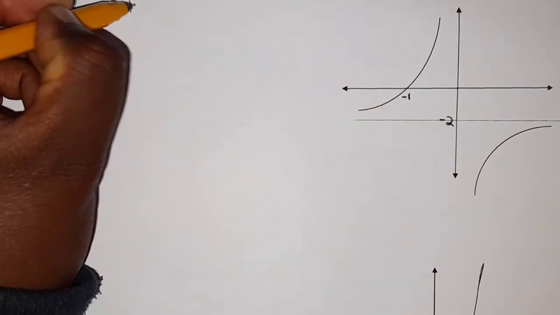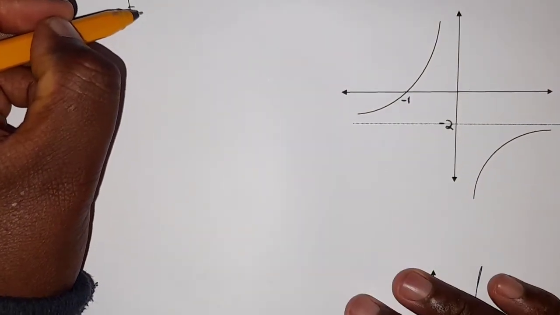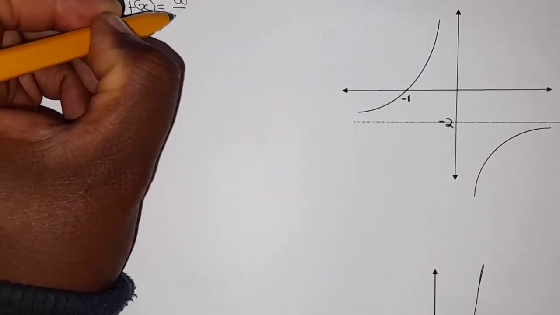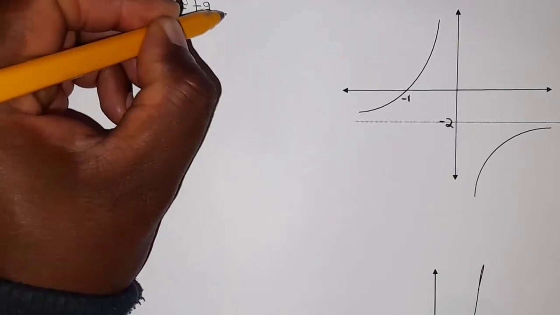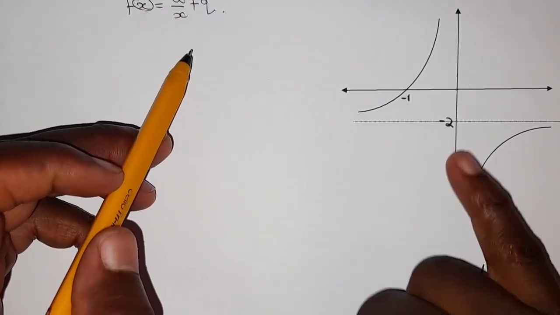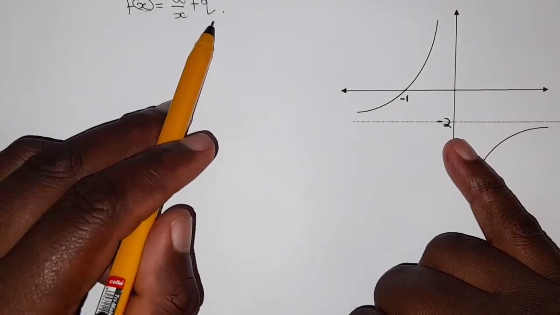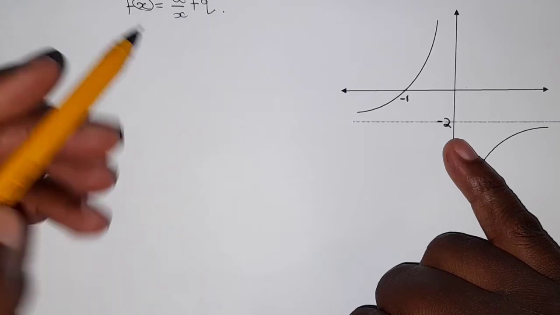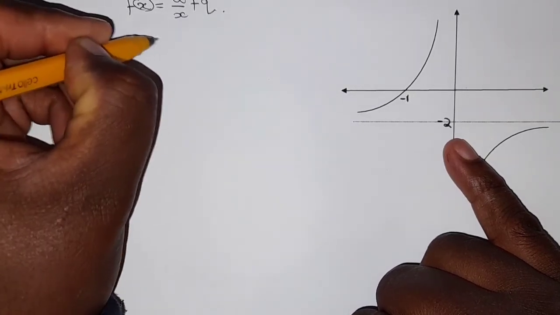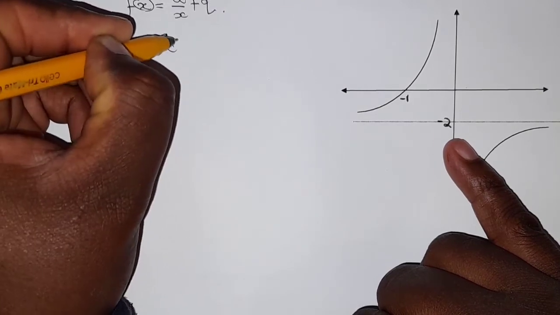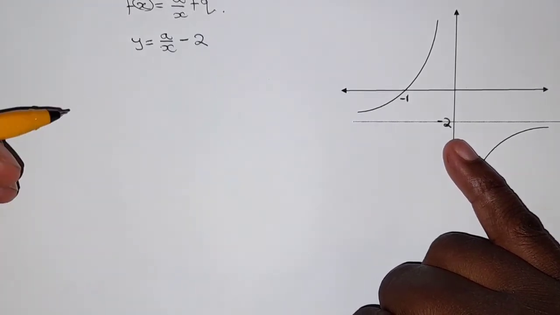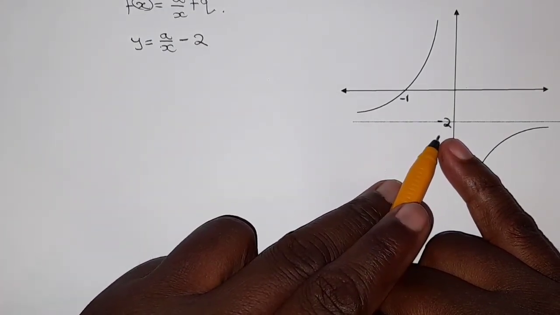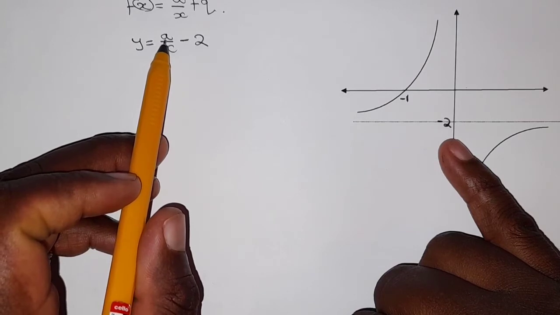And then our function f of x is equal to a over x plus q. From our function, our horizontal asymptote, that is our vertical shift, so we can write this as y is equal to a over x minus 2. Our q is negative 2. And then we need to get the value of a.